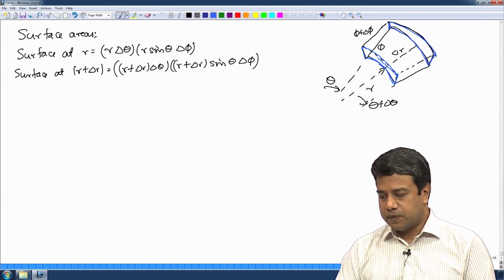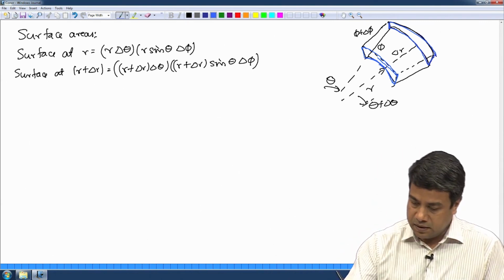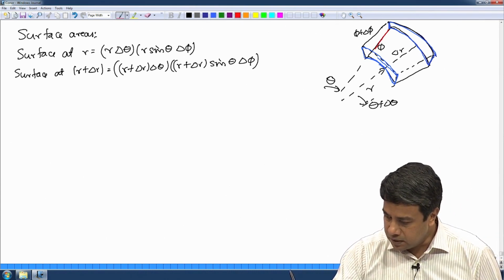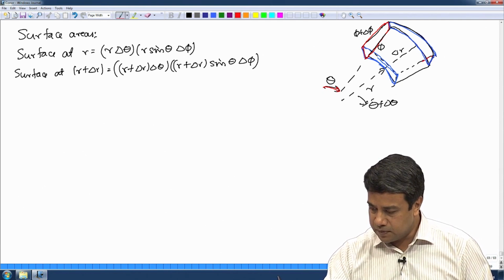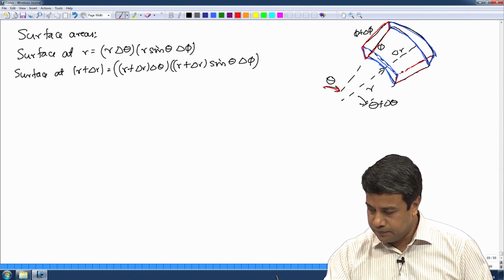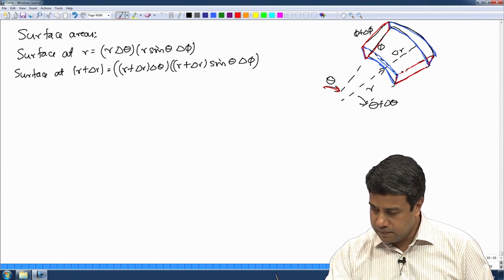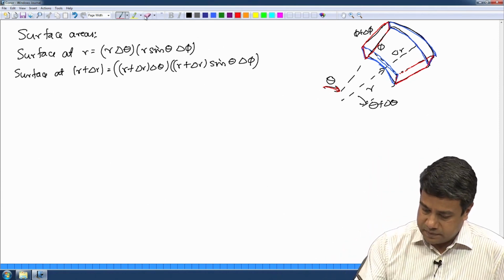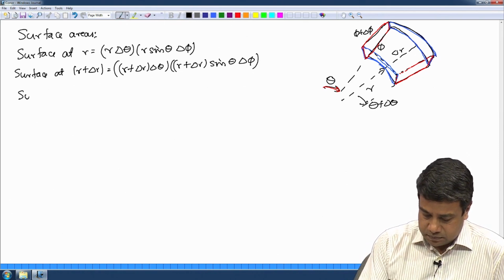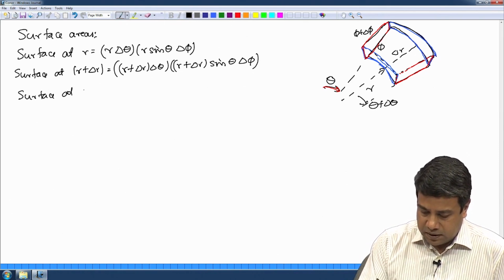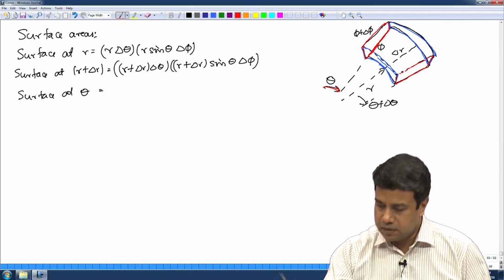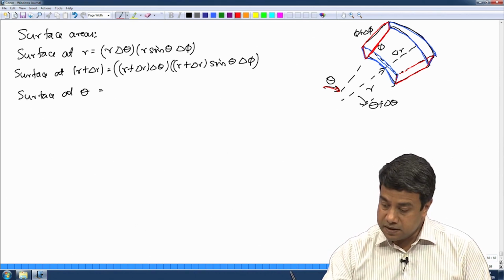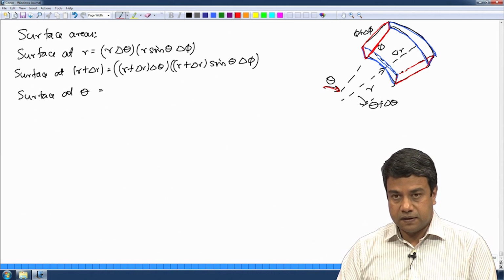Then there are two surfaces that are perpendicular to the theta coordinate, because theta is increasing along this direction. So, the surface at theta is going to be equal to this distance delta r times the distance in the phi direction, r sin theta delta phi.